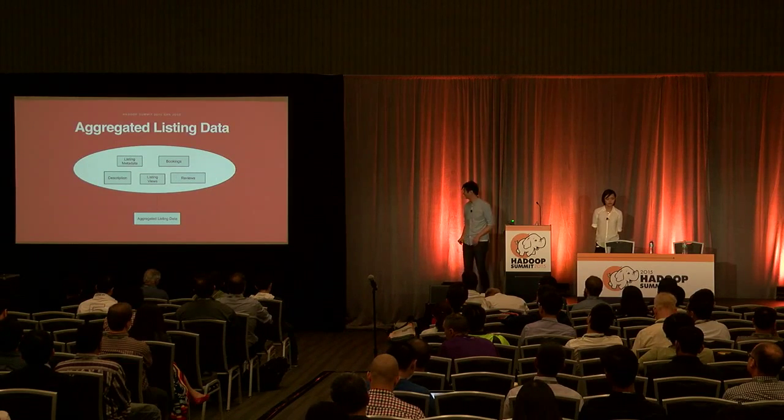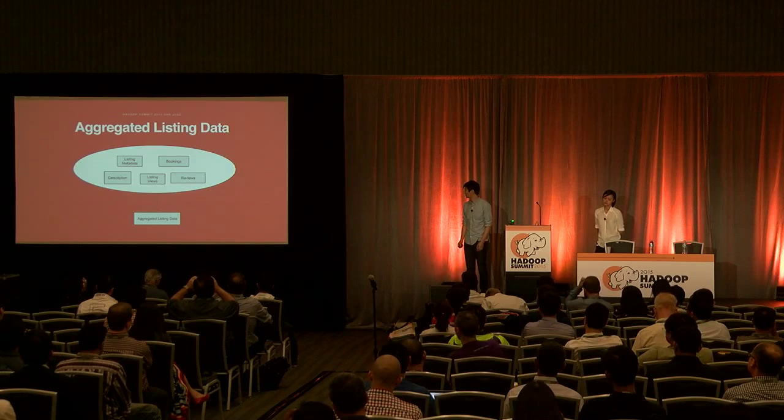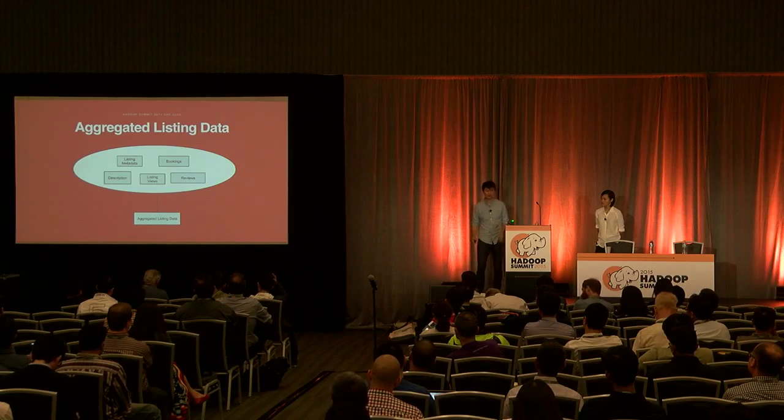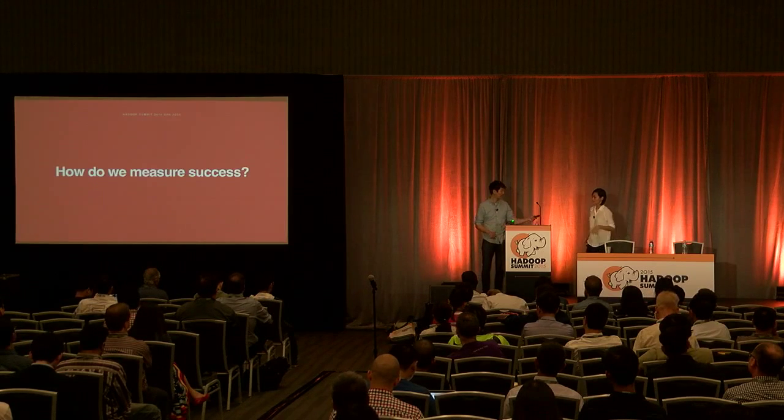Since we really care about listings on Airbnb as well, we also built something similar for our listing data, and we aggregated it, the descriptions, listing reviews, stuff like that. Cool, so now that I've given a brief overview of how we use data at Airbnb and the overall high-level view, Lisa's going to talk a little bit about experimentation.